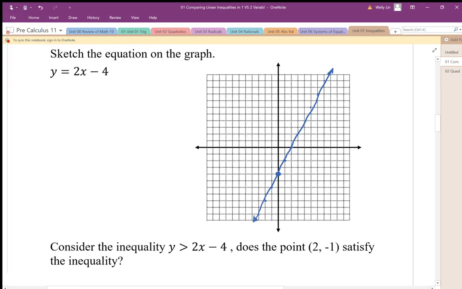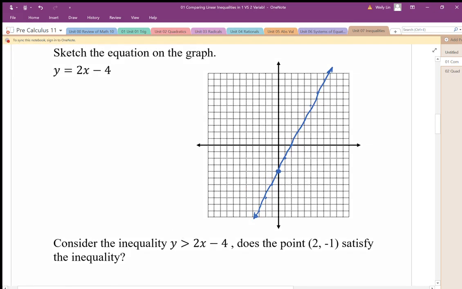If I consider the inequality y is bigger than 2x minus 4, now I have an inequality and I have a two variable system, so I have a two variable inequality. Then I need to ask myself, does the point 2, -1 satisfy this inequality? So 2, -1 is right here. It's important to understand that it's below the blue line, y equals 2x minus 4. So that point is below the blue line.